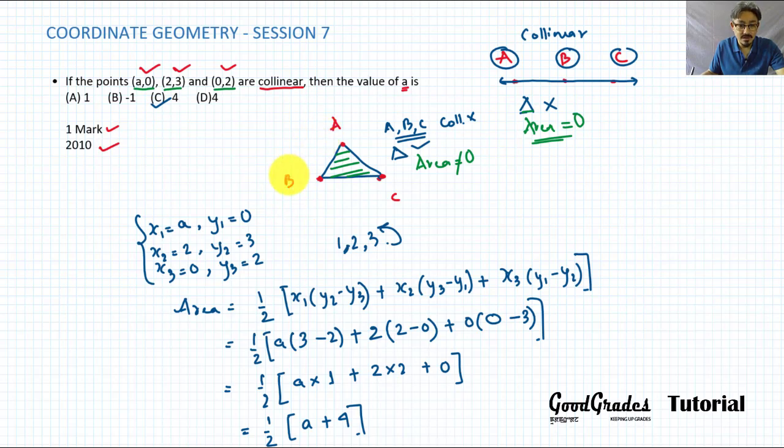To combine the collinearity condition with the area of a triangle: when points are collinear, their area would be 0, and if they are not collinear, they will form a triangle and will have an area which is not equal to 0. This is the concept.